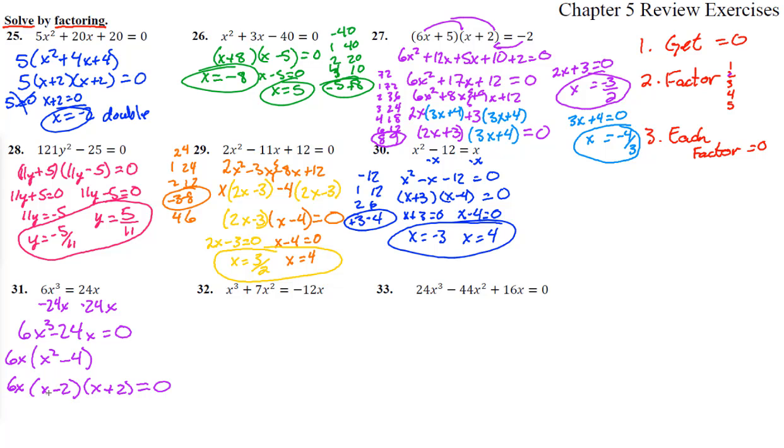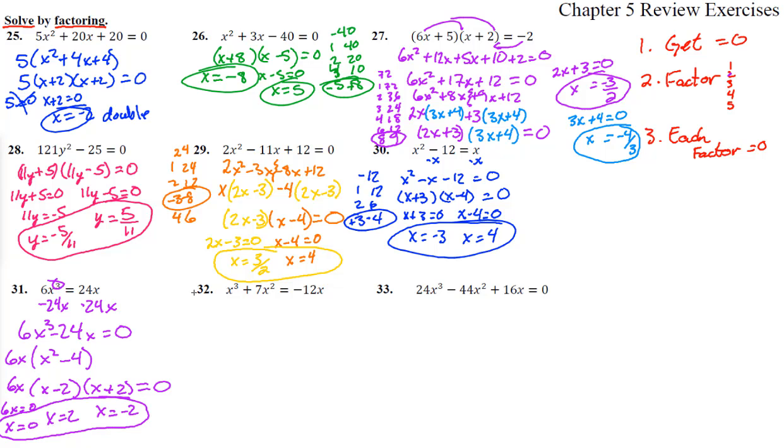Notice now we have three factors that we can set equal to 0. We get 6x equals 0. This one gives us an answer. Divide both sides by 6 and we get x equals 0. Here we have x minus 2 equals 0. That'll give us x equals a positive 2, and this one will give us x equals a negative 2. And those right there are three answers. Notice we had a third degree polynomial. We get three answers out of that.